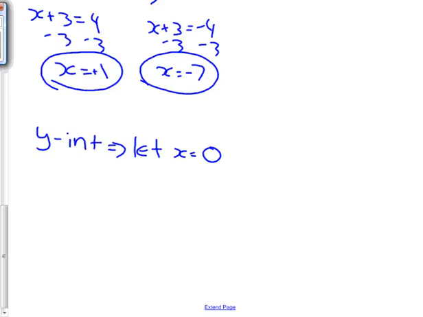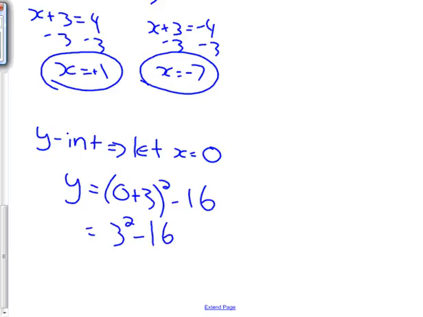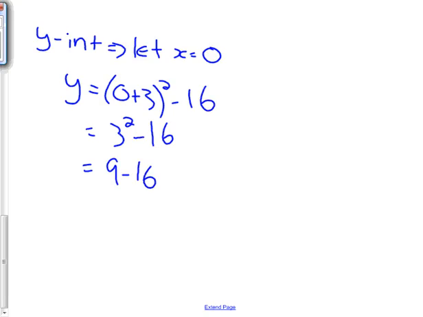If I want to find the y-intercept of that, x equals 0. I'm going to get something that looks like this. What's 3 squared? What's 9 minus 16? Negative 7. My y-intercept is negative 7.